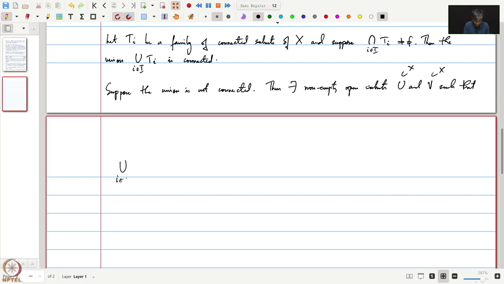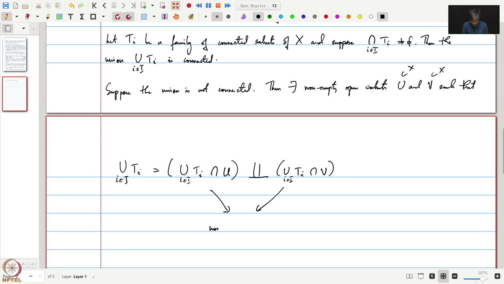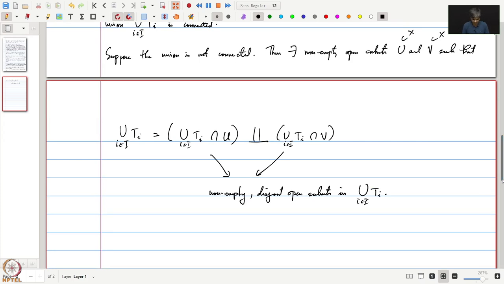this union of the T_i is written as the disjoint union of the union intersected with U and the union intersected with V. Both these are non-empty, and they are of course disjoint open subsets in this union. Okay, so now we fix this element A. The idea is the same as in the earlier lemma. We fix this element A.